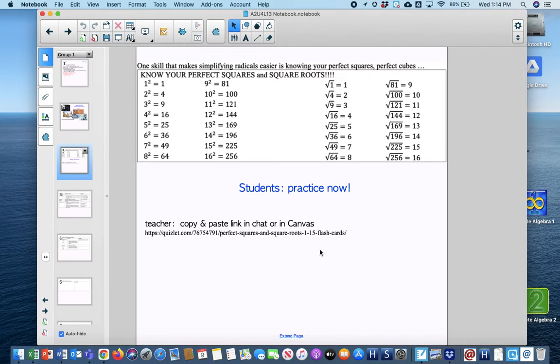Work through our Unit 4, Lesson 13 skills and notes. This is the first lesson in this new unit, and it's on radicals.